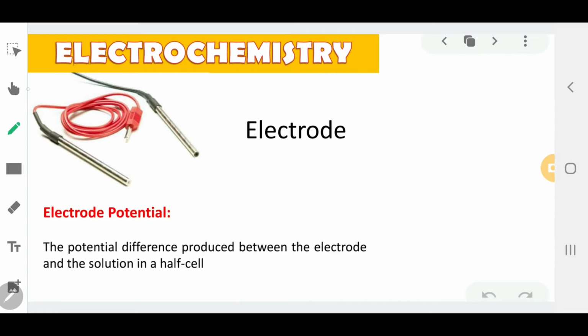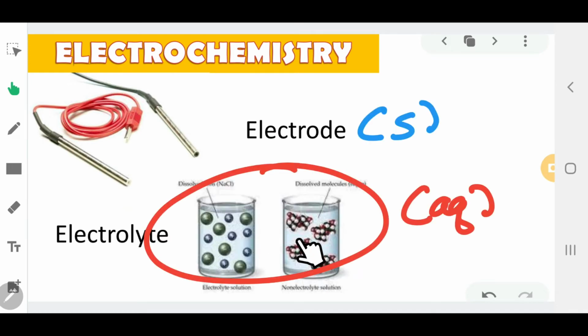Another thing that you need to know about the electrode is the electrode potential, which is defined as the potential difference produced between the electrode and the solution in the half cell. You have a solution over here. When you get this electrode and you stick inside the aqueous solution, it will create a potential difference.